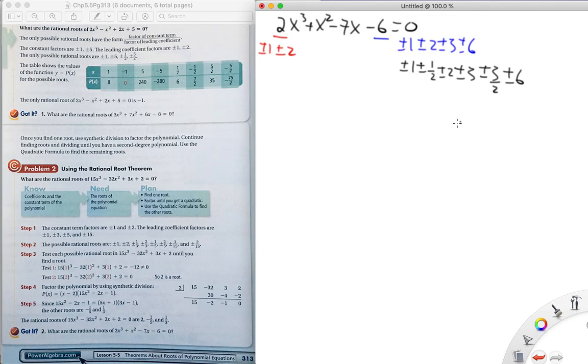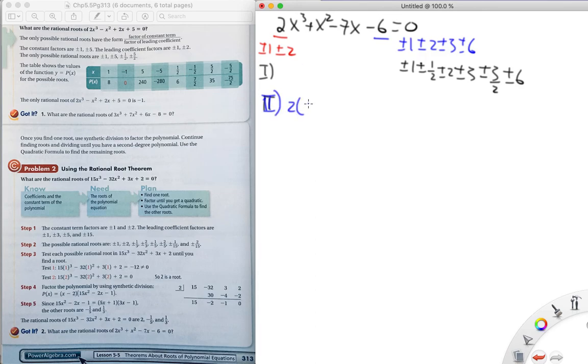So we plug it in, plug it in, plug it in, and we find out eventually that 2 works. So this was step 1. Now this is step 2. Actually, I'll do it in a different color. Find out the one that works. So we plug them in, and we notice that 2 works.